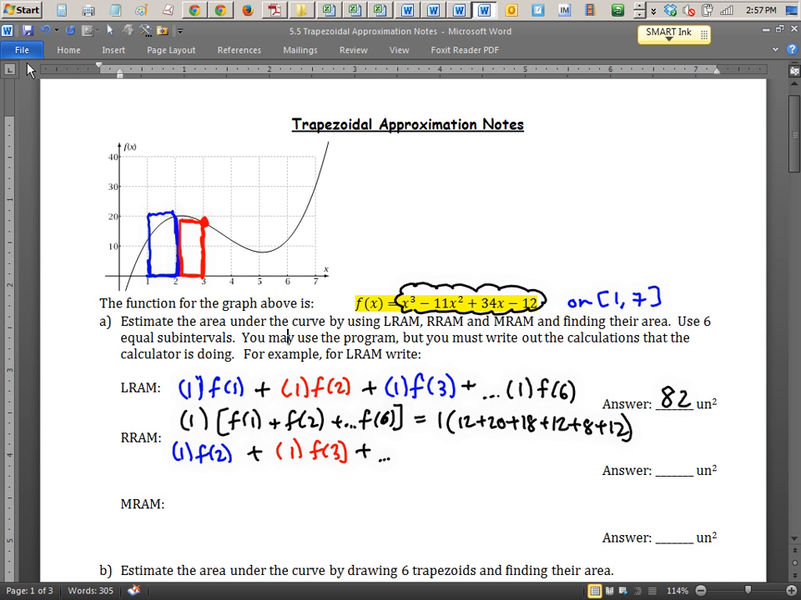So your last rectangle, it's going to go blue, red, blue, red, blue, red. It's going to be a red rectangle located right here, see? And it's going to have for its height f of 7. All right, so the last one is going to look like 1 times f of 7. In other words, if we factor out the 1, it looks like this for our RRAM. It's f of 2 plus f of 3 plus etc. all the way up to f of 7.